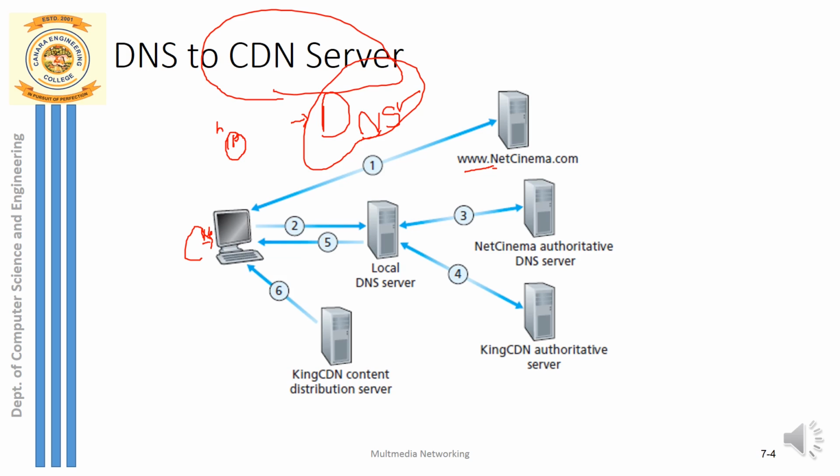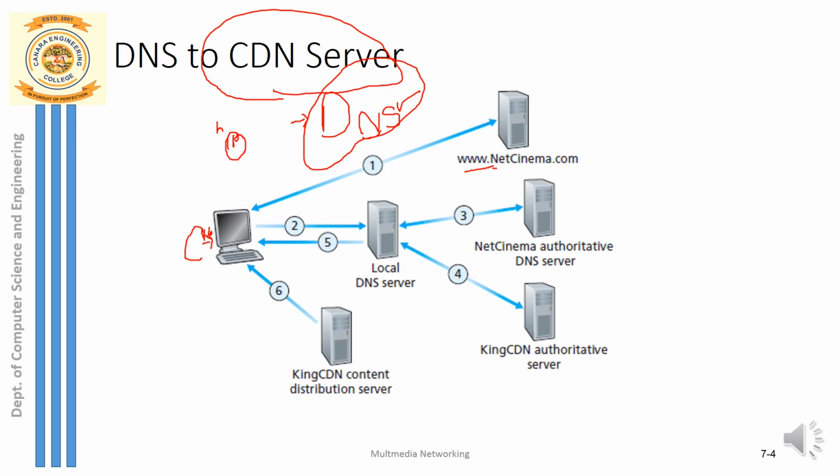So assume that the client already knows the IP address of the server netcinema.com from where he is supposed to get the web page. Assume this step, okay? So now he knows the IP address, from which he has contacted the netcinema server directly and downloaded the web page also. Now the home page is giving him the list of videos available in netcinema, and out of that he has now clicked on a particular link, which video he wants to watch.